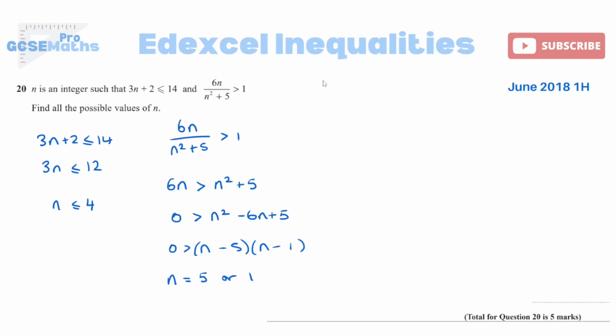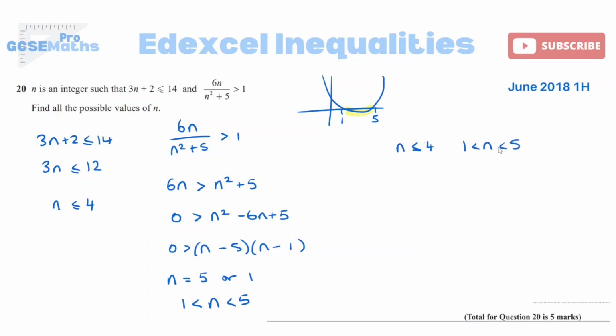Then, as I said, I normally use a little graph to figure it out, or you might just memorize which way around the symbol faces, and therefore which way around the answer is. So because we are saying that the quadratic is less than 0, so 0 is this line here, we want this part, so n is between 1 and 5. Therefore we've got 1 is less than n, which is less than 5. So now I've got two inequalities. I'm going to write them over here. n is less than or equal to 4, and 1 is less than n, which is less than 5.